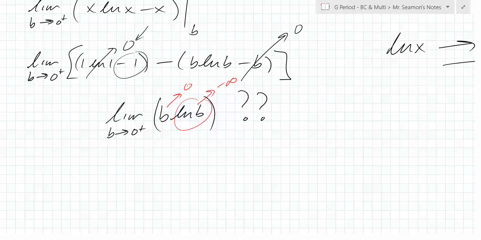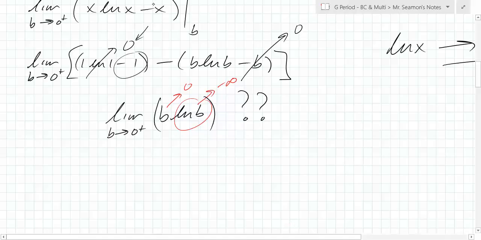This part is getting infinitely small, but what about this? It's getting infinitely big. It's getting negative, but it's getting infinitely big. So you don't know automatically what happens when you multiply them together. It depends on how fast it's going to negative infinity, and it depends how fast this one is going to 0. So what do you have to use at this point? Someone just said it.